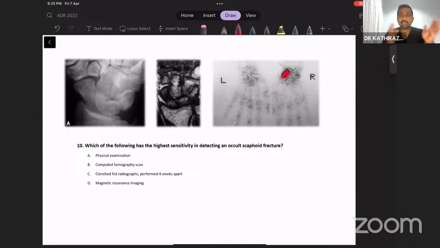So both MRI and bone scan can be a potential investigation option for an occult scaphoid fracture, or for that matter, any occult fracture in the body. But MRI is always much more sensitive and specific than a bone scan to diagnose an occult fracture. Clear, guys? Several questions from the scaphoid can be asked, and one such potential question could be this.